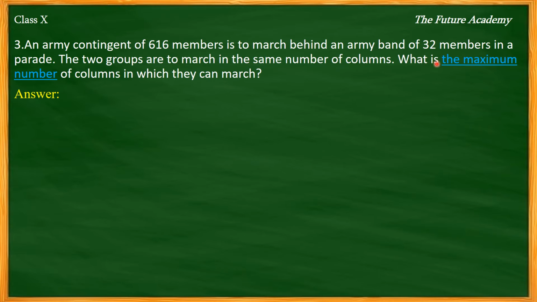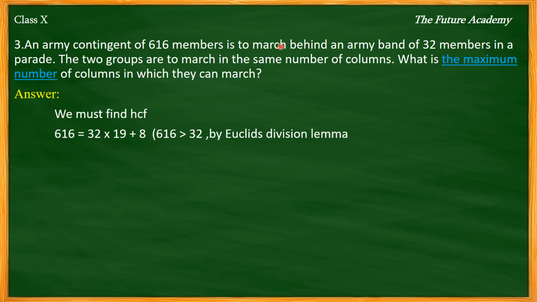Notice that in the question the words maximum number mean we have to find the HCF of 616 and 32. To find the HCF by using Euclid's division lemma, we can write 616 is equal to 32 into 19 plus 8.